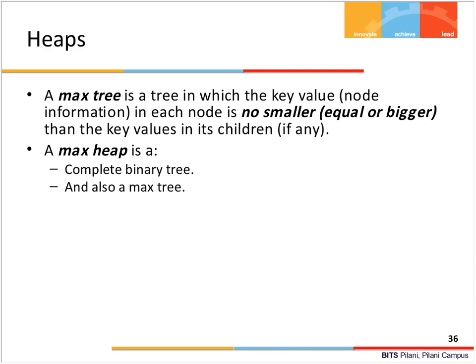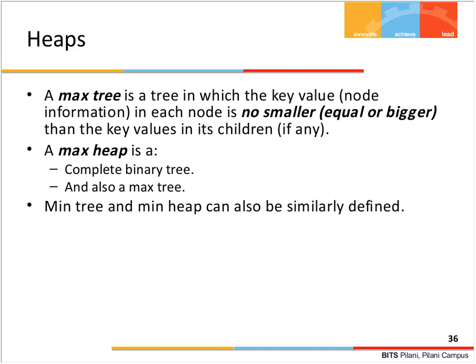So let's quickly review it again. Max tree is where the parent value will be equal to or bigger than its children. Simple language. And what is a complete binary tree? If you recollect last week's class, all the levels are completely full. The exception could be the last level, where the nodes will start filling from the left side onwards. So that is a complete binary tree. And if we have these two properties, complete binary tree as well as max tree, then it makes a max heap.